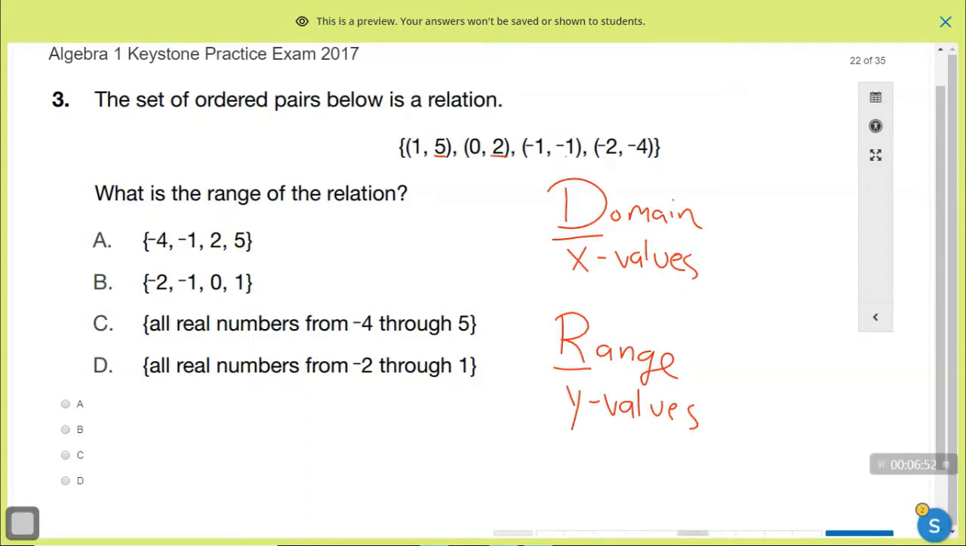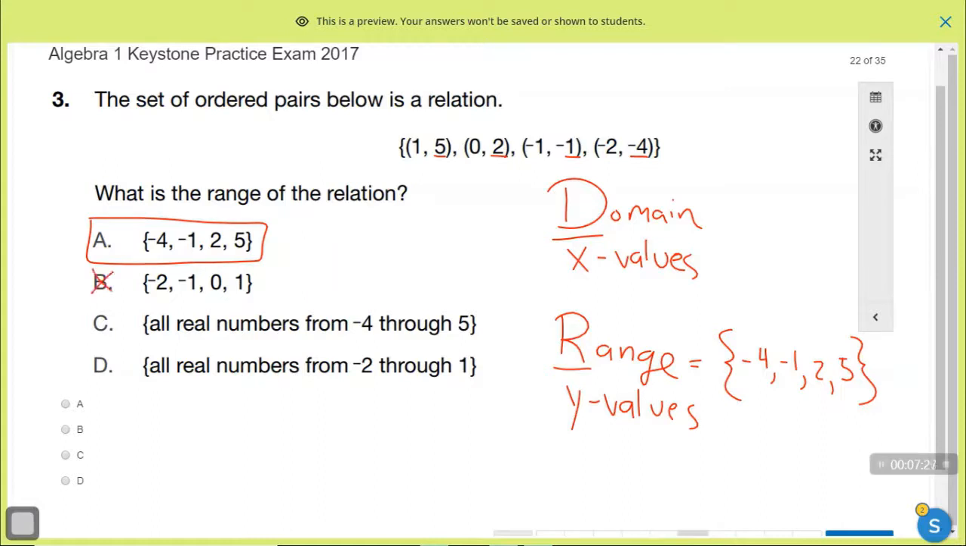So if I want the range, I want to look at all of the y values here. I list the y values from least to greatest and I do not repeat. Now this is not an interval. It doesn't say that they're connected. It's merely a list of four points. And so my range is going to be a set of numbers starting with -4 as the lowest, then -1, then 2, then 5. I use these brackets to represent a set of numbers, not an interval, and I identify this as my range.